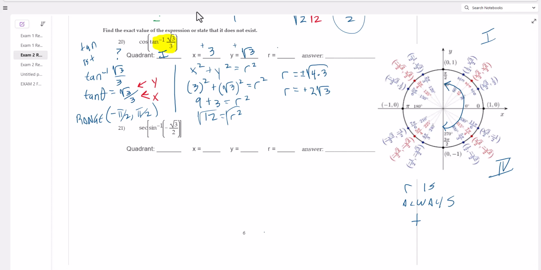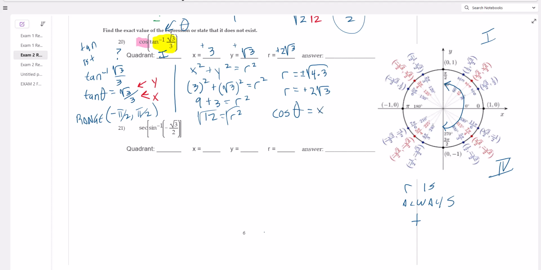Okay, so we got that. Now, why are we going through all this? Because ultimately in this problem, we're doing the cosine of some angle theta. See, theta is the answer to this inverse tangent. So if we do the cosine theta, then we are doing x over r.